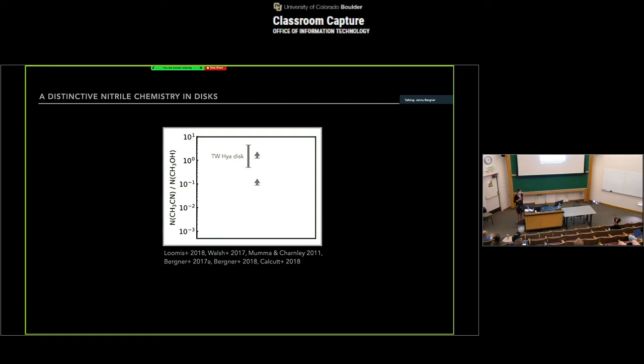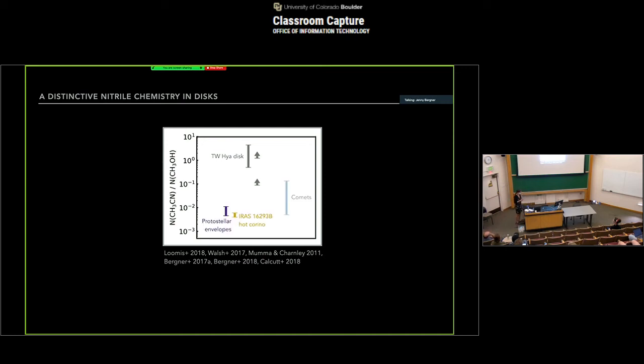All right, so how does this nitrile chemistry in disks compare to other stages of star formation? Here I'm showing the ratio of methyl cyanide with respect to methanol, which is basically the oxygen-bearing analog. In only 1 disk has methanol actually been firmly detected, that's TW Hydra, and in that disk the ratio of these molecules is about 1. There are 2 other disks where we have pretty strong upper limits for methanol, so we can make lower limits that are also consistent with about 1 for this ratio.